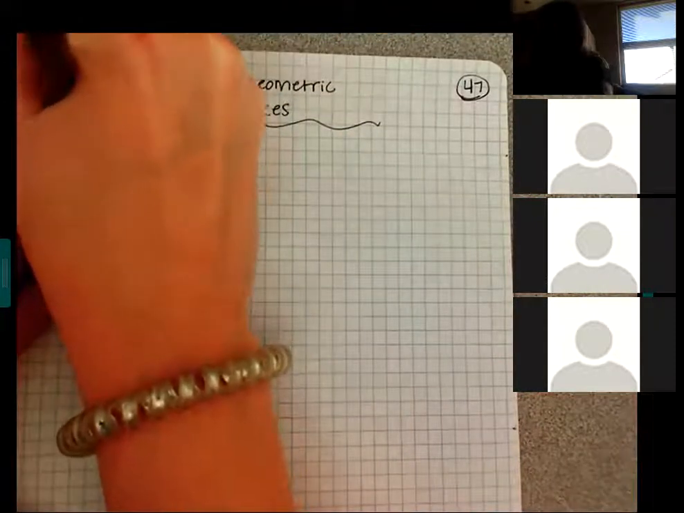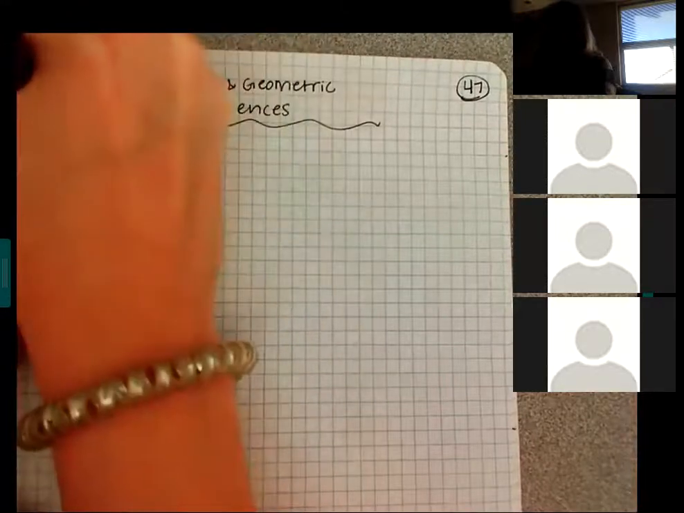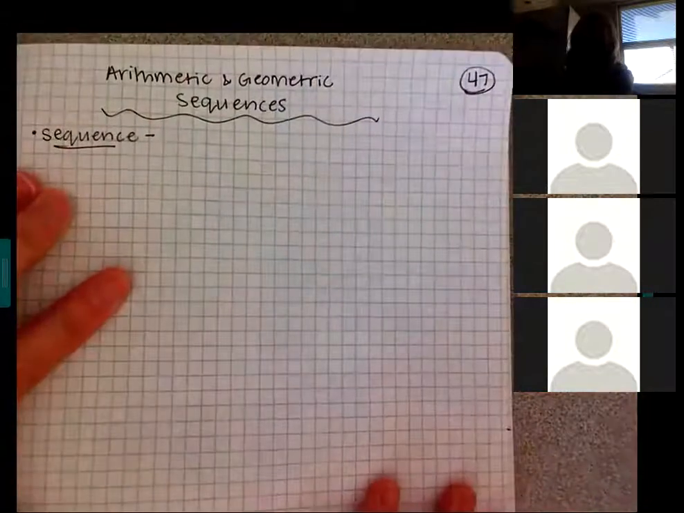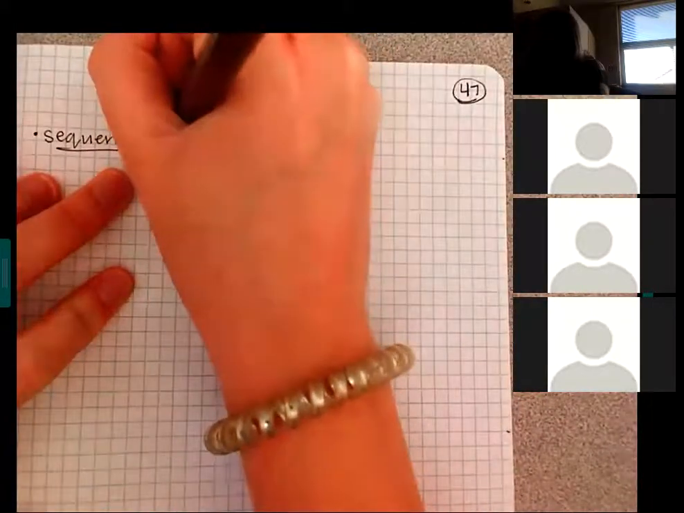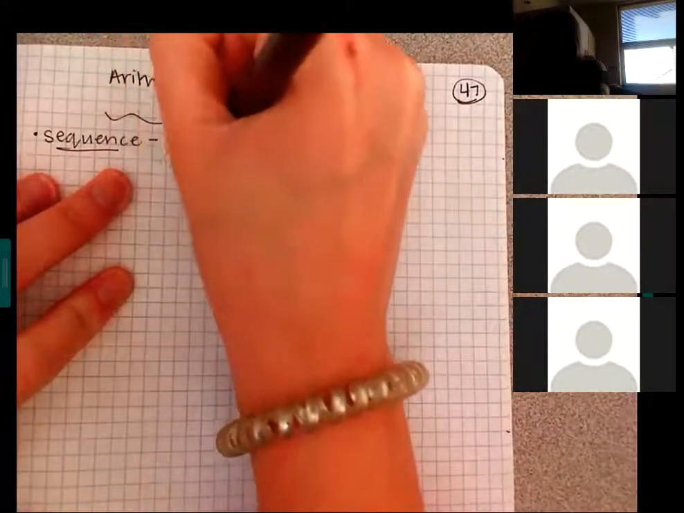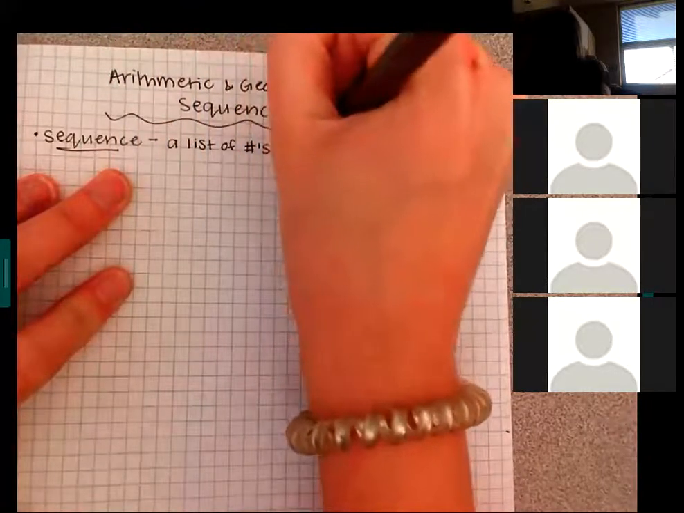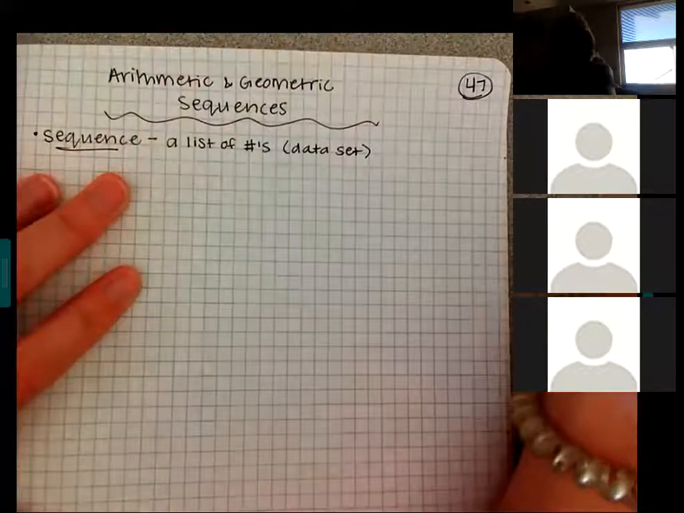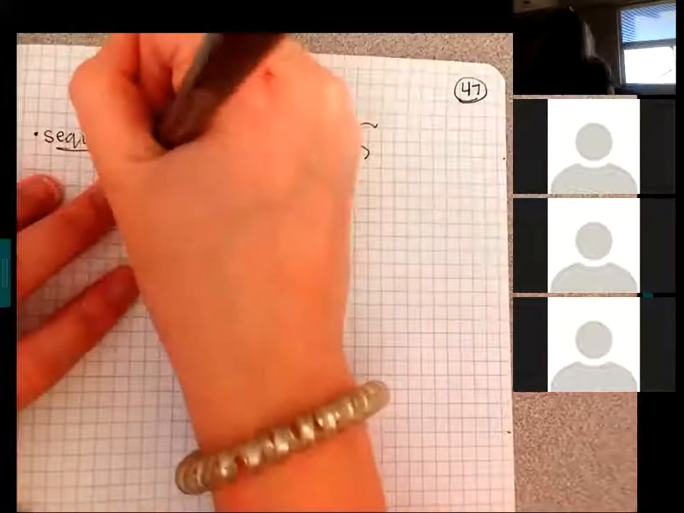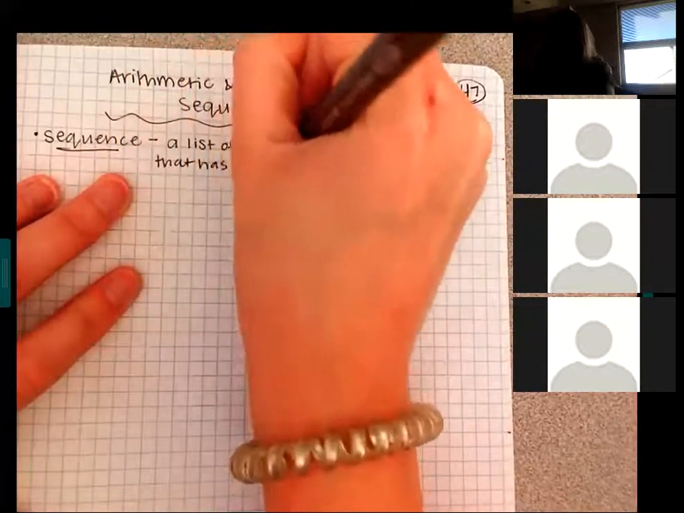All right, so just some vocab for you really quick. A sequence is just a list of numbers. It's similar to a data set, but there's not X's and Y's. It's just a list of numbers that has a constant pattern.